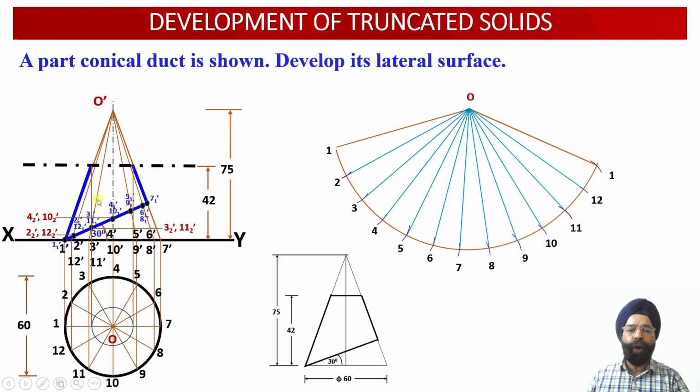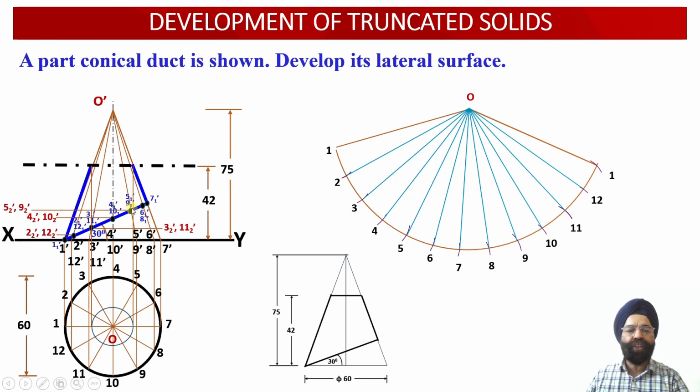Similarly, these 2 points 41 dash and 10 dash again happen to lie onto the apparent length of the slant generator. So now we have transferred them onto the left hand side true length, that is onto O dash 1 dash over here. The point which we obtain over here will be 42 dash and 10 dash. So now we will be measuring this distance O dash 42 dash and O dash 10 dash over here.